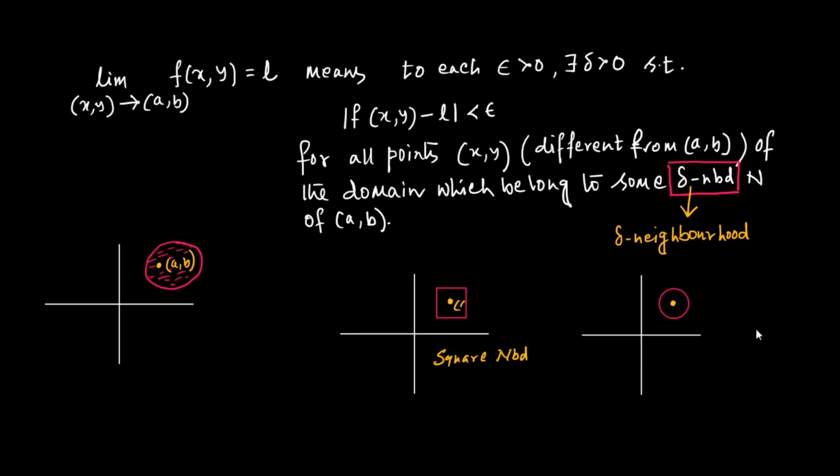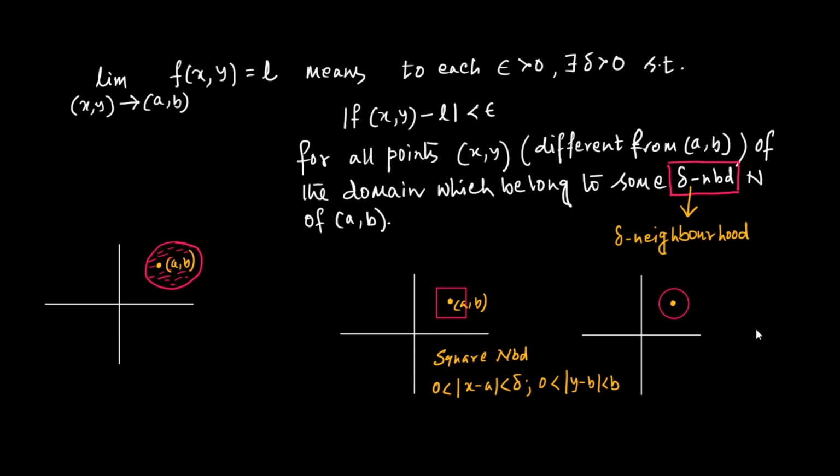This is our point (a, b). We can define a square neighborhood as 0 < |x − a| < delta and 0 < |y − b| < delta. This is how we define a square neighborhood. It means the length of each of the sides is 2 delta.